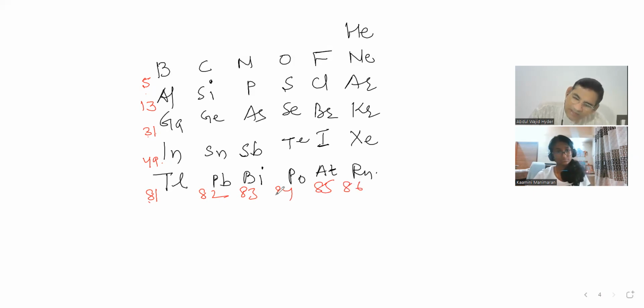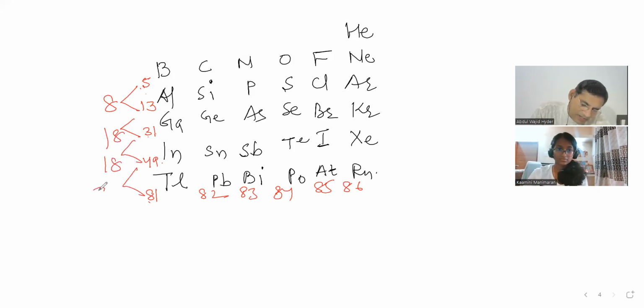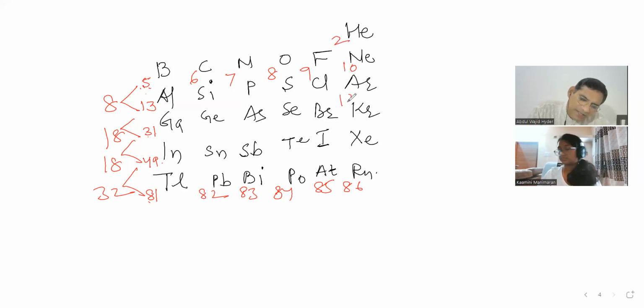Need not remember, na? Need not learn. Just only this is required: 5 plus 8 plus 18 plus 18 plus 32. That's all. That is what I do. I don't remember this all, but I am adding this all very fast. 5, then obviously this will be 6, 7, 8, 9, 10, 2, 18, 36, 54.